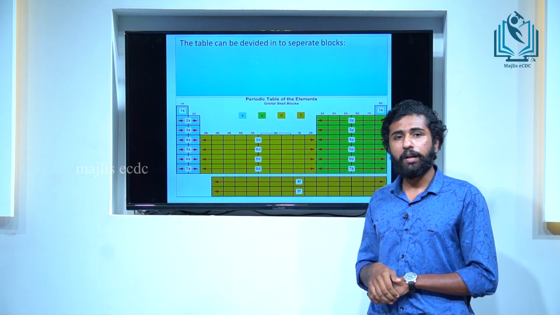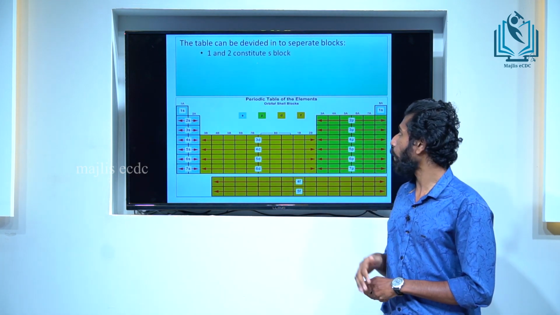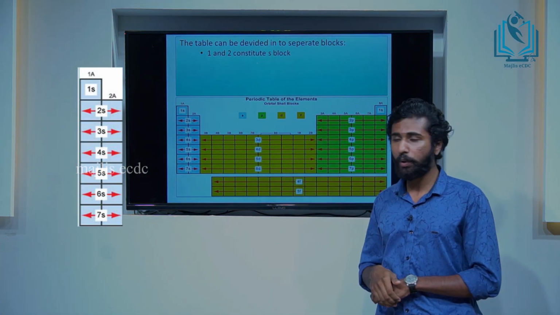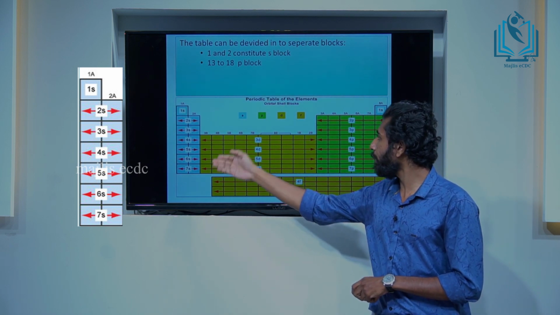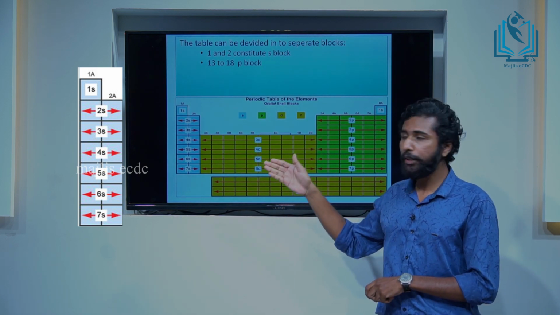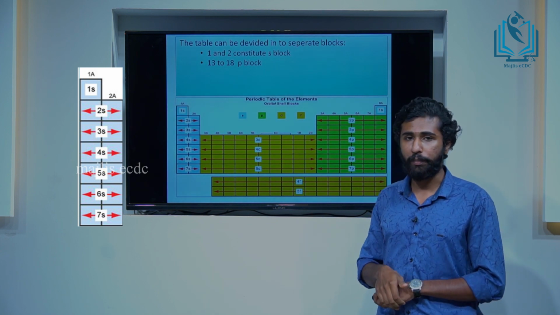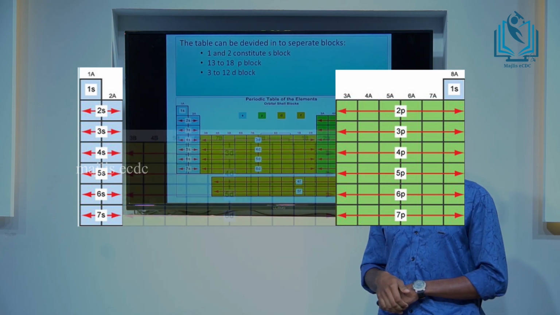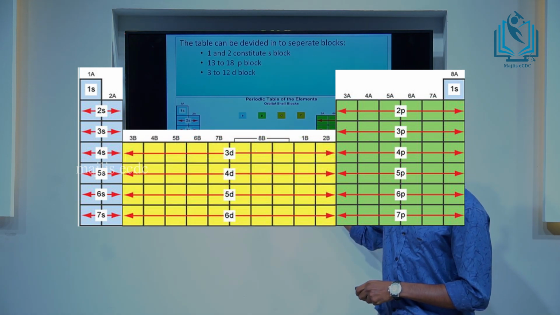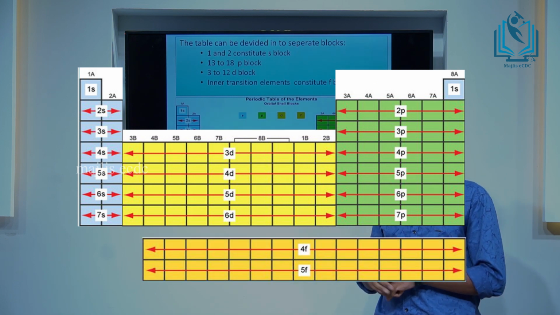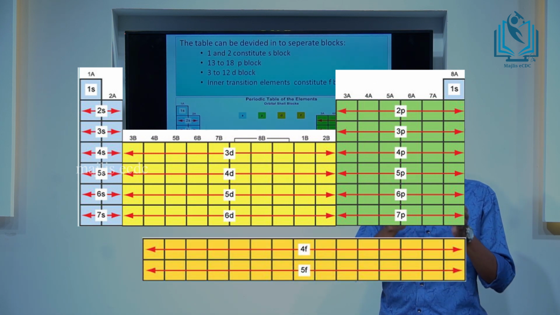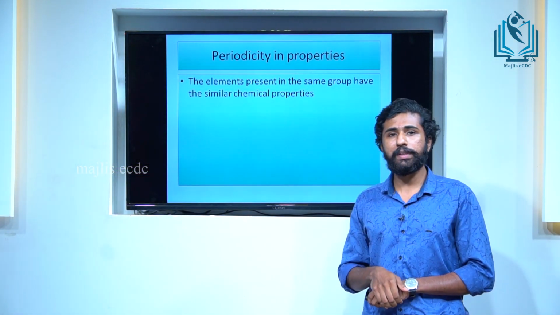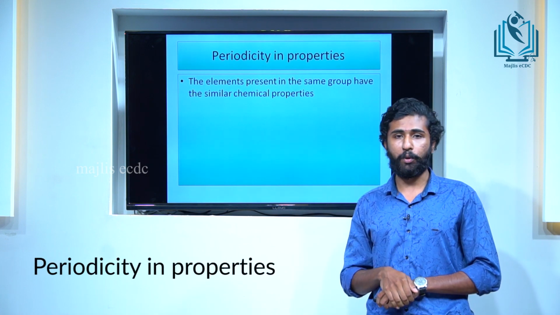Now we can divide the modern periodic table into separate blocks. Groups 1 and 2 constitute the s block, which you can see in light blue. Groups 13 to 18 constitute the p block, in green. Groups 3 to 12 constitute the d block, in yellow. The inner transition elements, that means the lanthanides and actinides, constitute the f block.